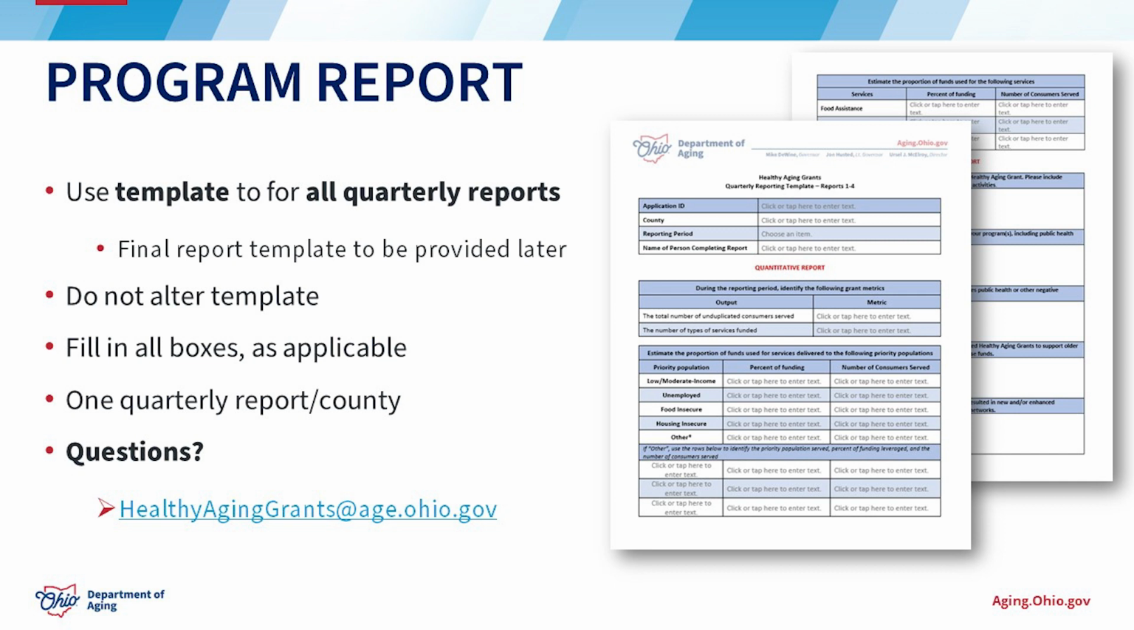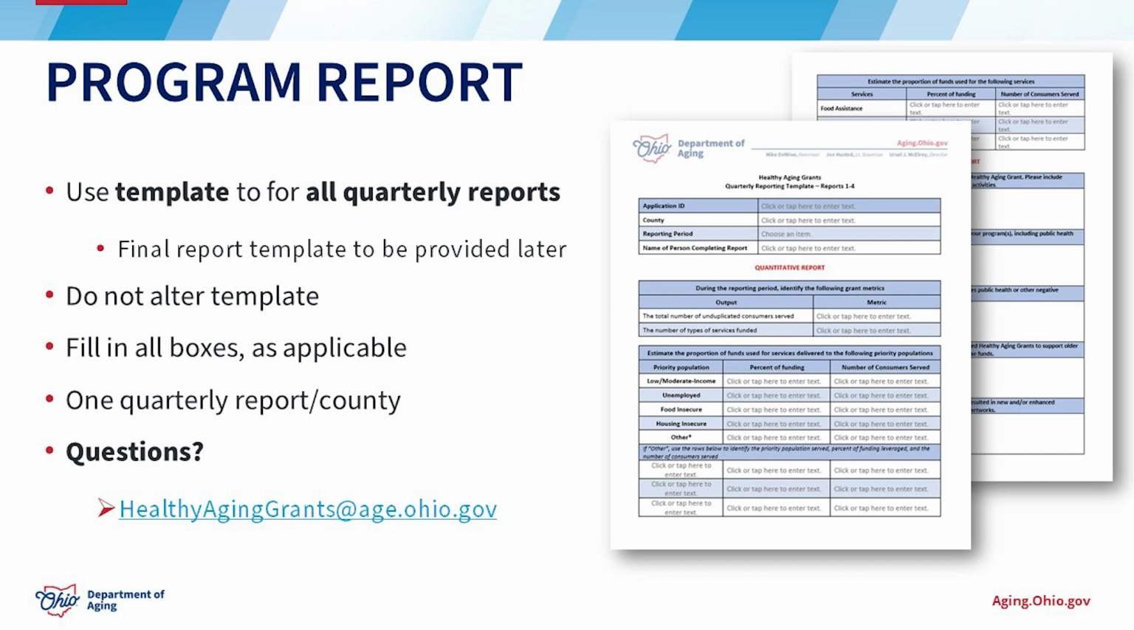You will use this template for all quarterly reports. We'll provide all grantees a final report template for your October 31st submission shortly. Please do not alter the template, but rather fill in the spaces where instructed. Each county should complete 1 report each reporting period. Your program report should be comprehensive. If you have awarded subgrants out to multiple providers, please still only submit 1 comprehensive report.